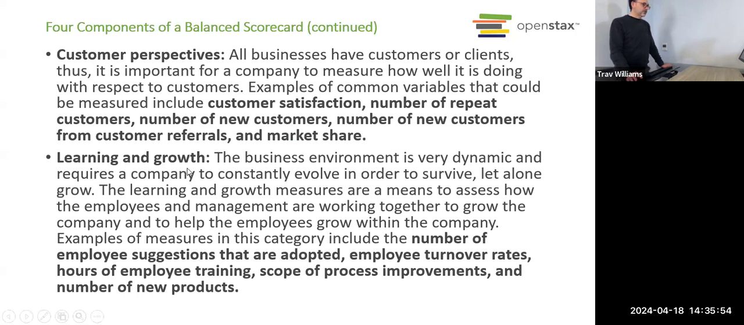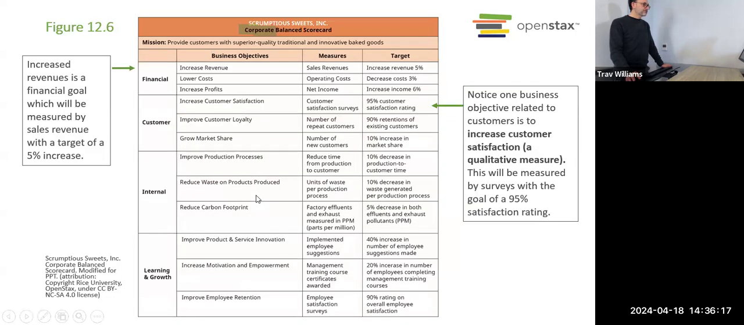And learning and growth. So that's kind of a broad category. It could include employee suggestions that we adopted, employee turnover rates. Are people sticking around or are they quitting? Hours of employee training, the scope of process improvements, the number of new products. So all of that would go under learning and growth.